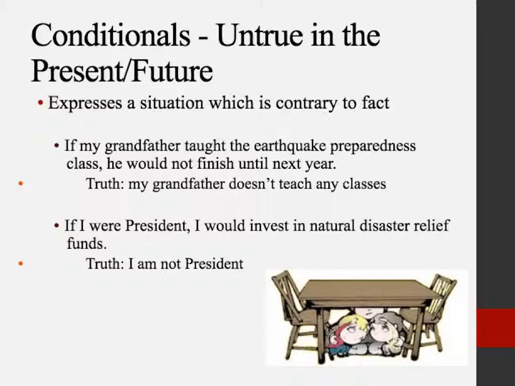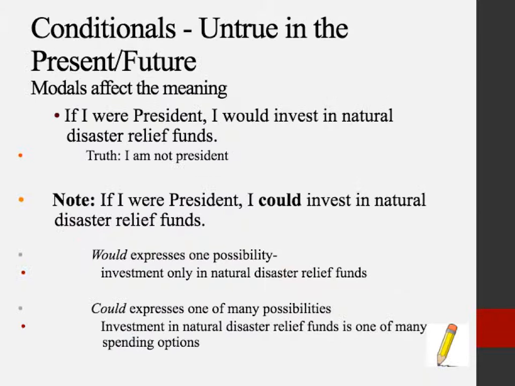Before we move on, let's look at the difference in meaning when we use could versus would in this sentence. When I say, "If I were president, I would invest in natural disaster relief funds," this expresses only one possibility, which means that I would invest exclusively in natural disaster relief funds. However, if I were to say, "If I were president, I could invest in natural disaster relief funds," this expresses that investment in natural disaster relief funds is one of many spending options.